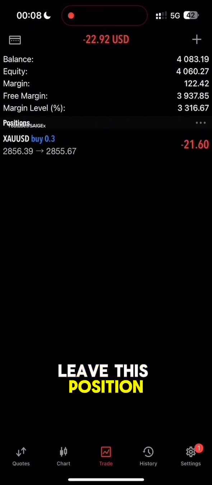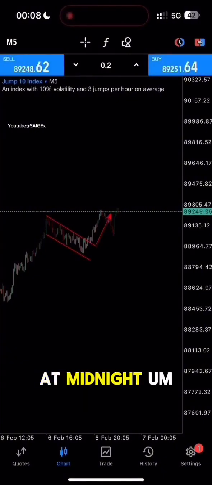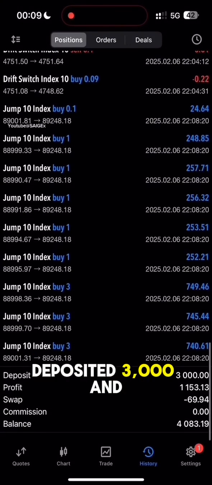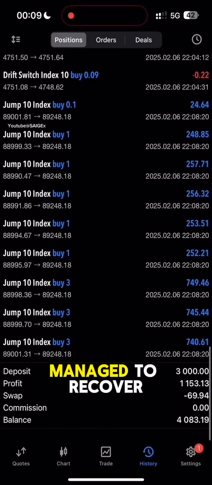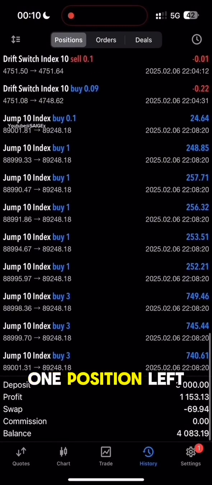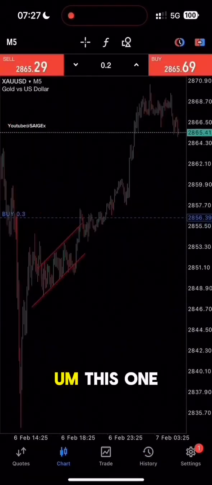So I'm going to leave this position as it was at midnight. Apparently gold closes at midnight and then opens in the morning again. I didn't know why, and it wasn't even the weekend. If you check here, the client had deposited 3,000 and lost it all. So I've managed to recover, adding 1,000 on top. But now I've got only one position left that I have to close so that I can sign this off with my client.